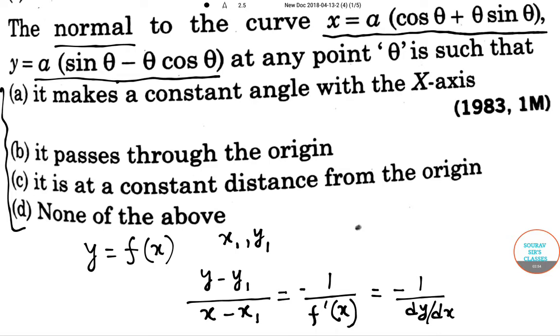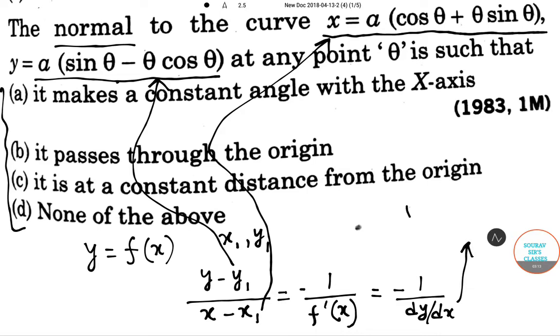Here we can see that x1 can be replaced by this and y1 can be replaced by this, and we have already derived that dy/dx is equal to tan theta. So from this knowledge we can find out the equation of the normal and therefore we can find out its orientation.